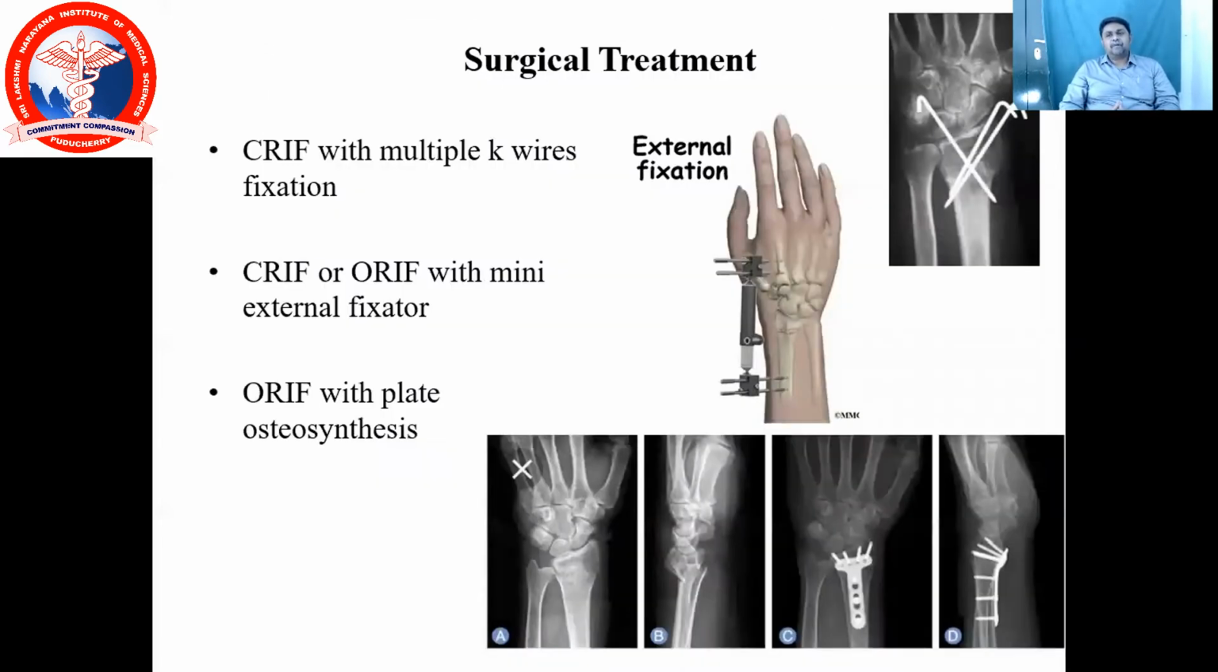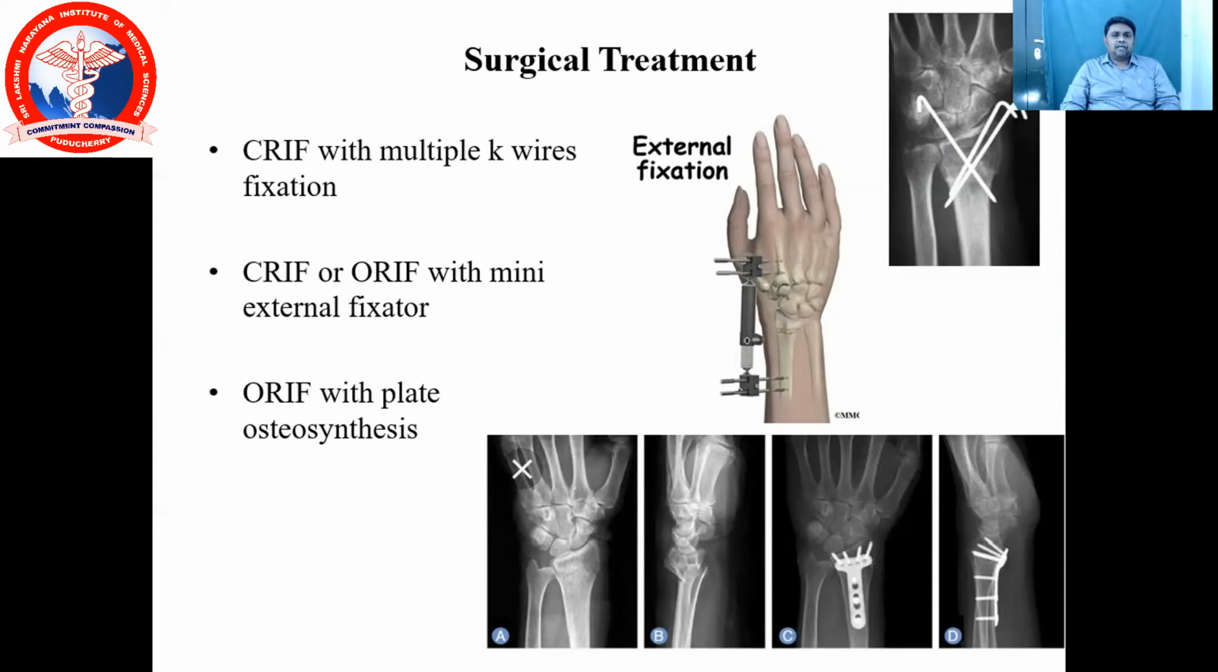So surgical treatment, you can do a closed reduction with multiple K wires fixation. You do it under C-arm guidance, you anesthetize the patient, and then you give traction, counter traction, and reduce by closed manipulation. Then you pass percutaneous K wires from the radial styloid into the proximal shaft of the radius.